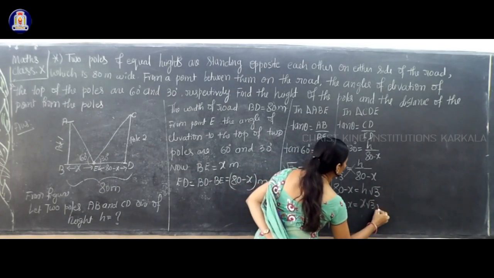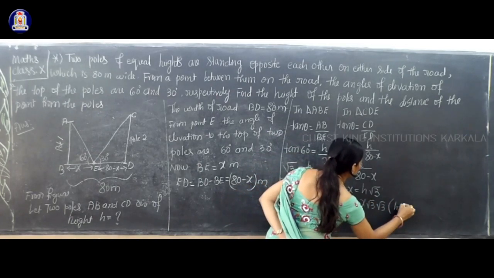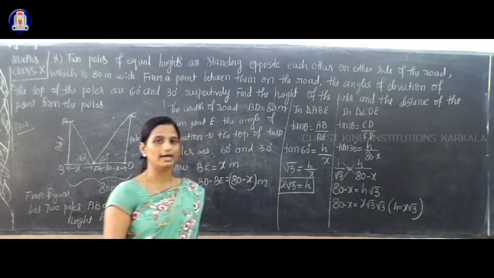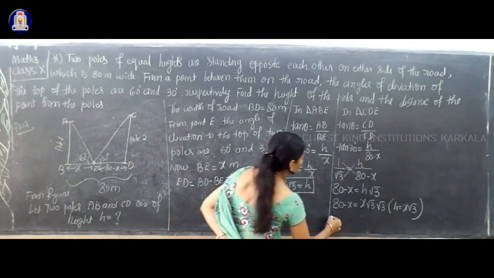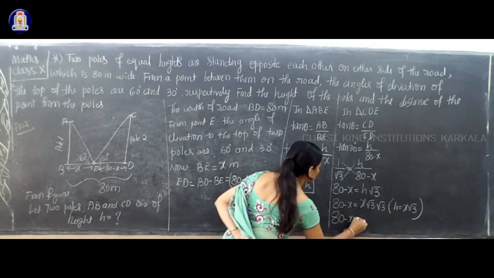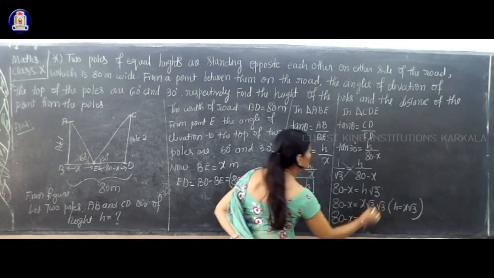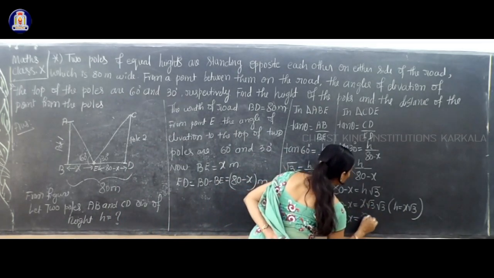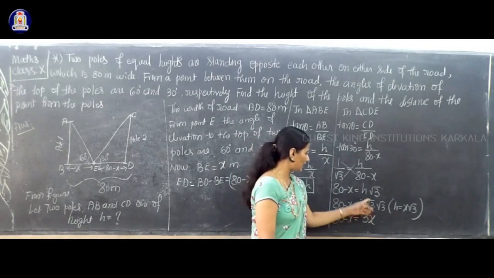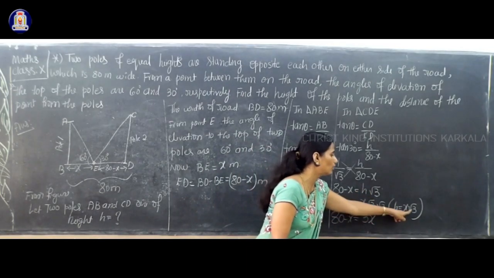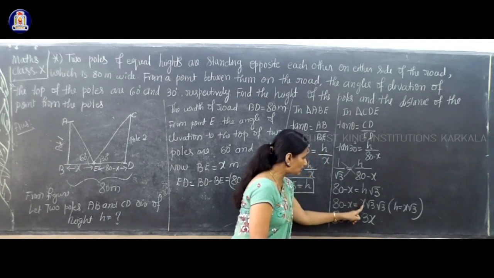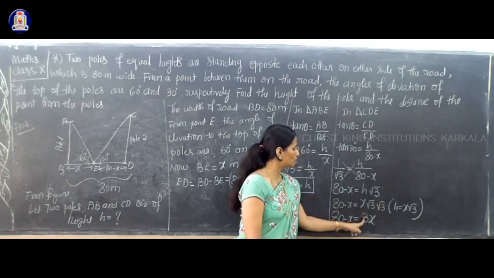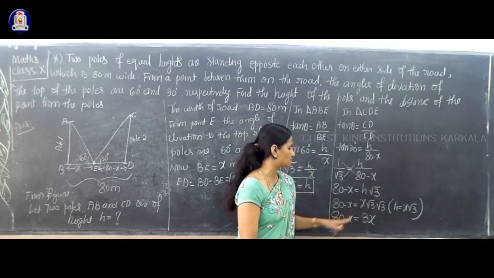x root 3 into root 3, because h is equal to x root 3. So now it is 80 minus x is equal to x into root 3 into root 3. Root 3 into root 3 is how much? It is 3. So that comes as equal to 3x. Correct? So I replace h: I wrote here h is equal to x into root 3. That I substitute here, x root 3 into root 3. So root 3 into root 3 is 3, so 3x.